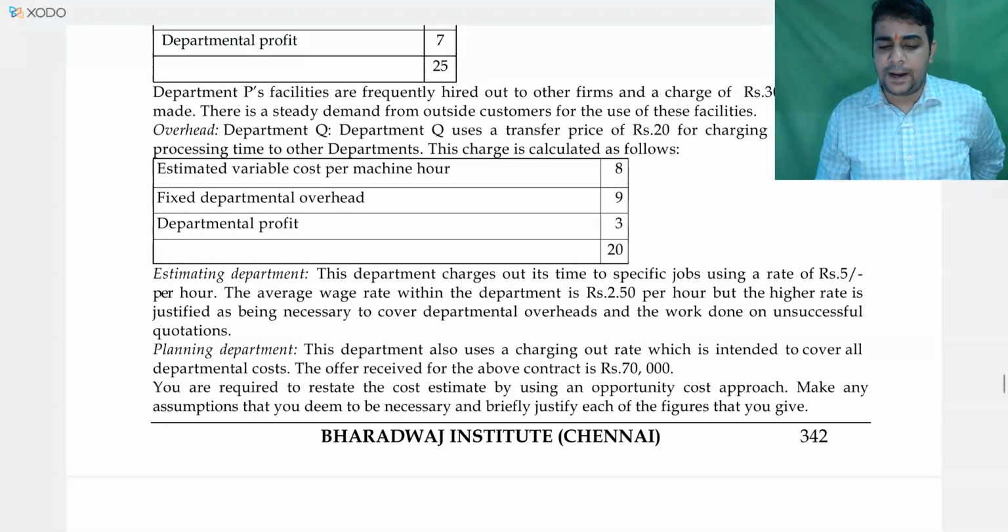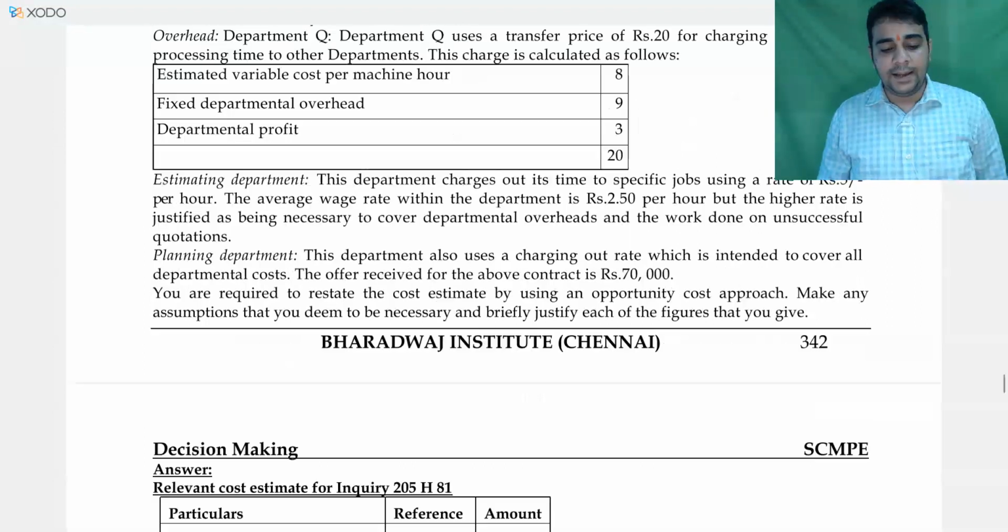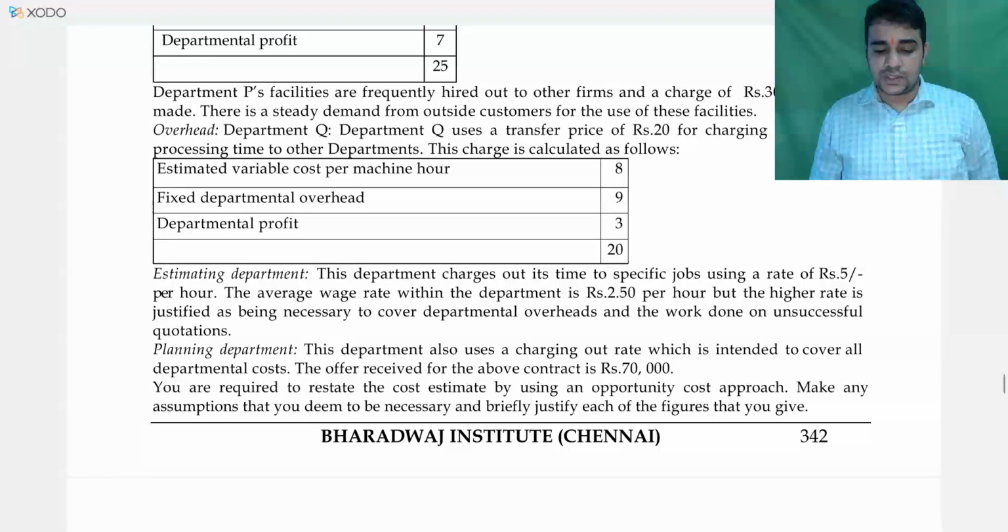Estimating department, the department charges out its time to specific jobs using a rate of 5 per hour. Average rate is 2.5, but the higher rate is justified to cover departmental overheads and the work done on unsuccessful quotations. Planning department, the department also uses a charging out rate which is intended to cover all departmental costs. Offer received is 70,000. You are required to restate the cost estimate by using an opportunity cost approach. Make any assumption that you may deem necessary and briefly justify each of the figures that you give.